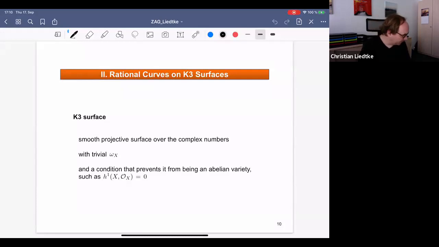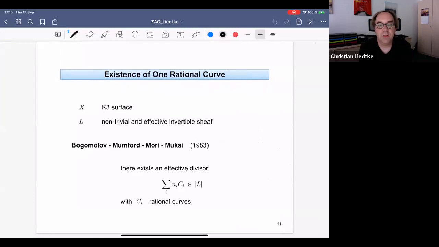Now for K3s, there is a remarkable result. It's a little bit difficult to trace to whom it's due, which says that if you have a K3 surface and you have a non-trivial and effective invertible sheaf, for example, take a sufficiently ample polarization, then there is a result which you can find in an article by Mori and Mukai, and they attribute it to Bogomolov and Mumford and others, and they say it will be published at some point, and it never was. So the only reference is Mori and Mukai from 1983, which says that you can always find a section of this line bundle which is supported on rational curves.